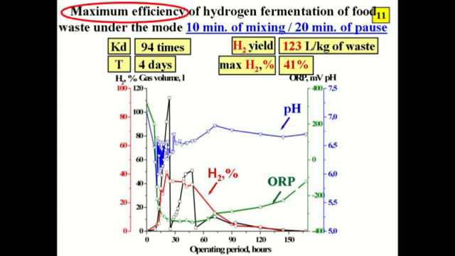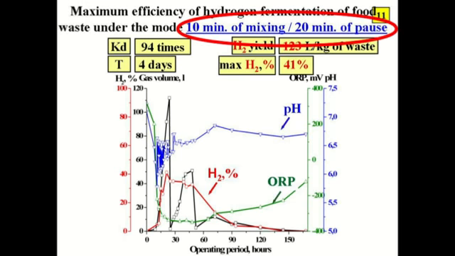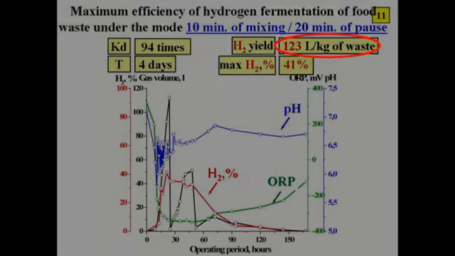Maximum efficiency of hydrogen fermentation of waste was achieved under the mode of 10 minutes of mixing and 20 minutes of pause. These results are promising for industrial application. Under these conditions, the retention time was only 4 days. The coefficient of destruction was very high, it was 94. Biohydrogen yield was also high, 123 liters from each kilogram of waste.